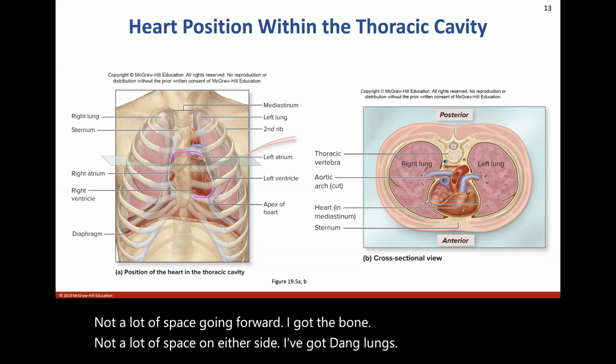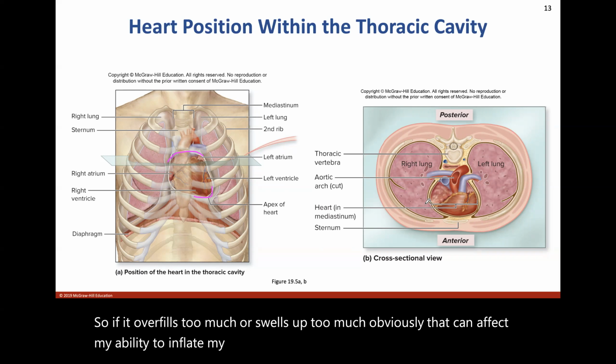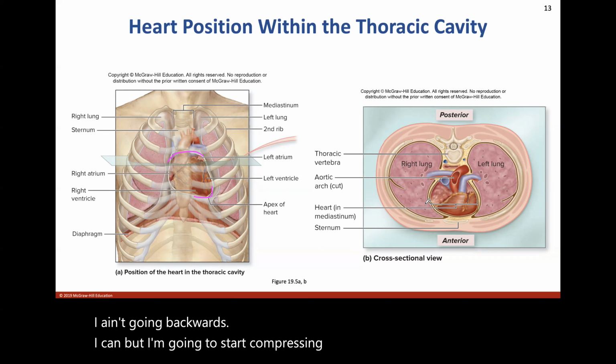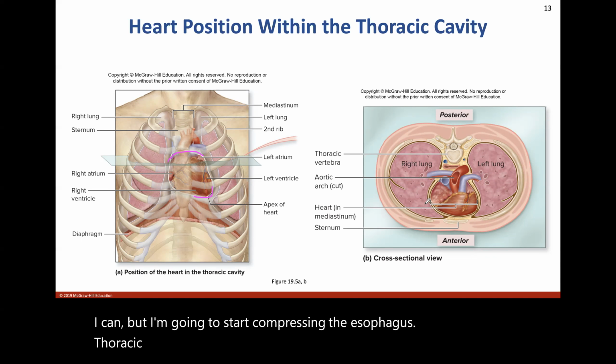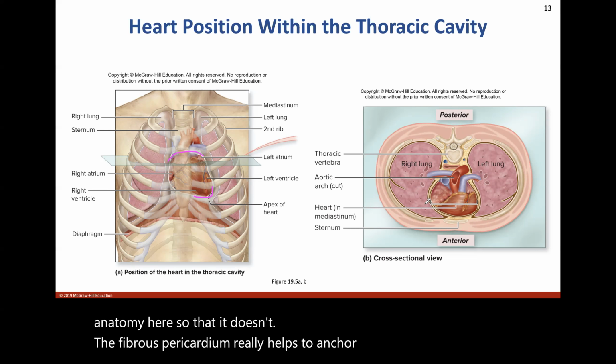So if it overfills too much or swells up too much, obviously that can affect my ability to inflate my lungs. I ain't going backwards. Well, I can, but I'm going to start compressing the esophagus, the thoracic aorta, the azygos veins. I'm going to start screwing around with anatomy here. So that fibrous pericardium really helps to anchor and hold this thing down and prevent a lot of that stuff.